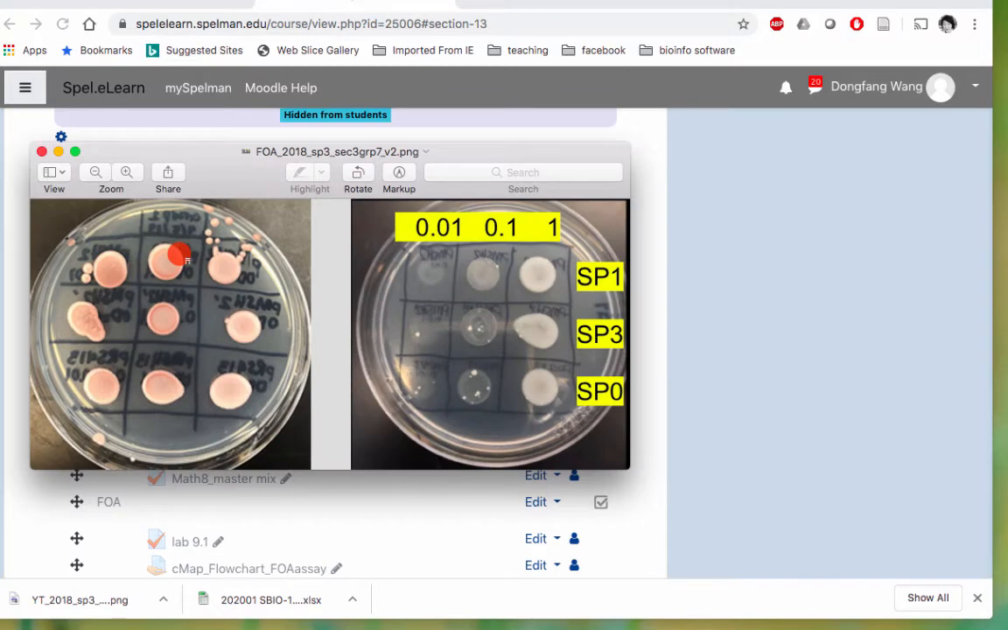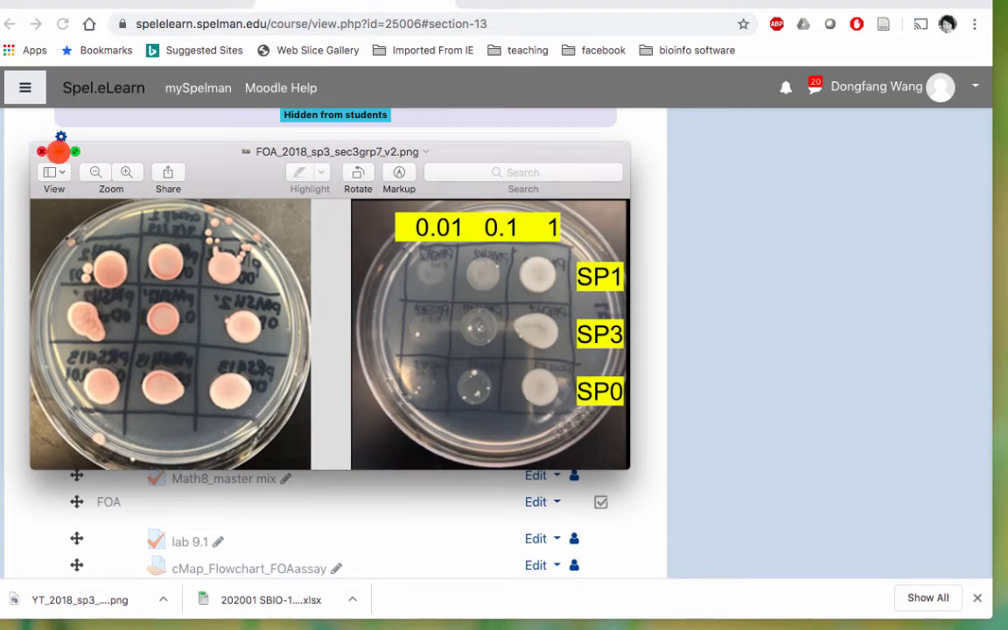In this image, the plate on the left is the SD plate and the plate on the right is the FOA plate. So there are obviously some differences in growth pattern exhibited by the yeast strain. So we're going to go through the reason to explain what we're seeing on this plate. So first of all, on the SD plate, all three yeast strains are growing.